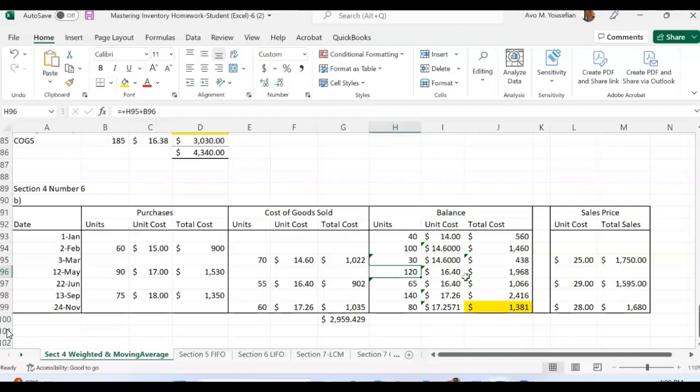available at that point. You go in the middle and you say 1968 divided by 120. That's 16.40 average cost, and here is the decimal. Then you sold 55, multiplied by average cost of 16.40, gives us $902 cost of goods sold. Sales price is $29 times 55, gives us $1,595 sales revenue.